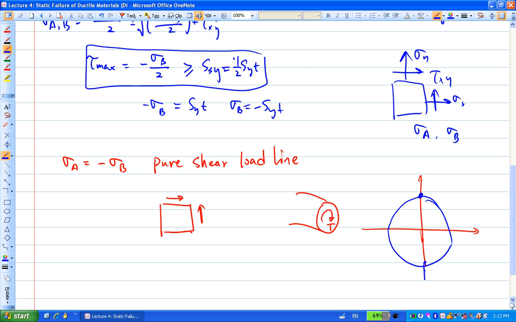Based on this Mohr's circle, as you can see very clearly, when it's under pure shear, what is the relationship between the two principal normal stresses? This is sigma A, this is sigma B. Sigma A equals negative sigma B. That's why this line is called the pure shear load line. Now, why is pure shear an important thing to point out? Well, it's just like a pure tensile test. When you do a tensile test, what important data do you obtain?